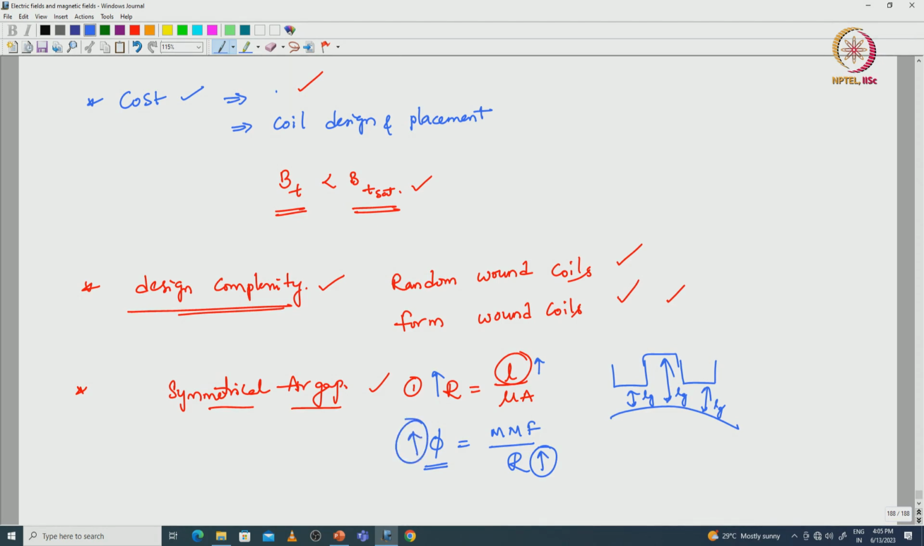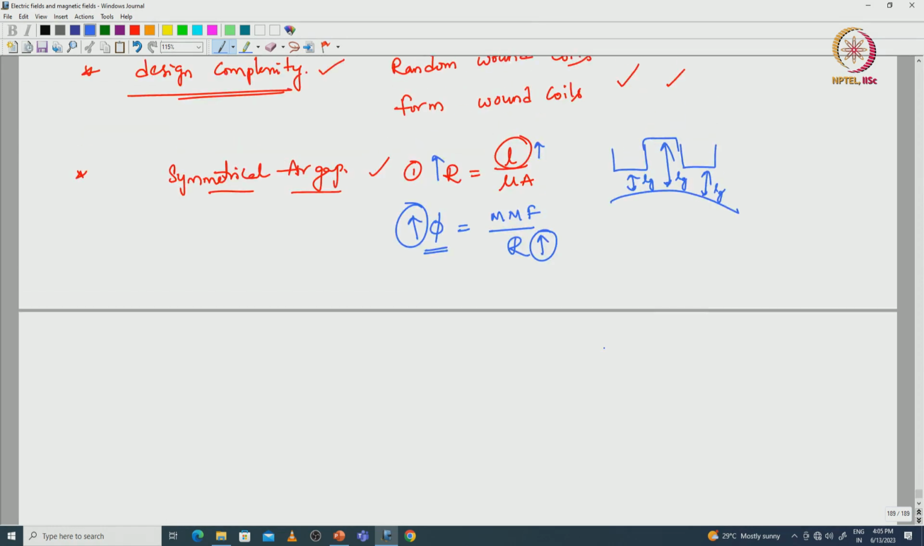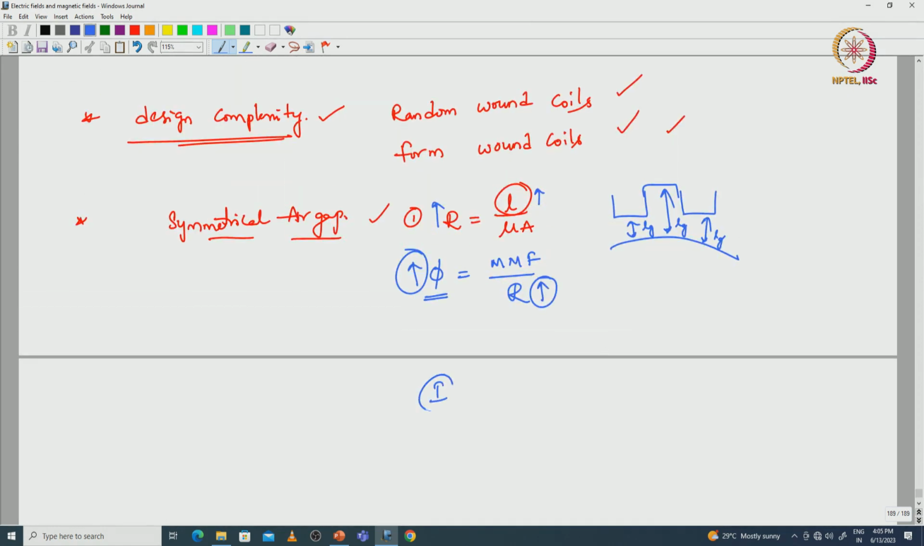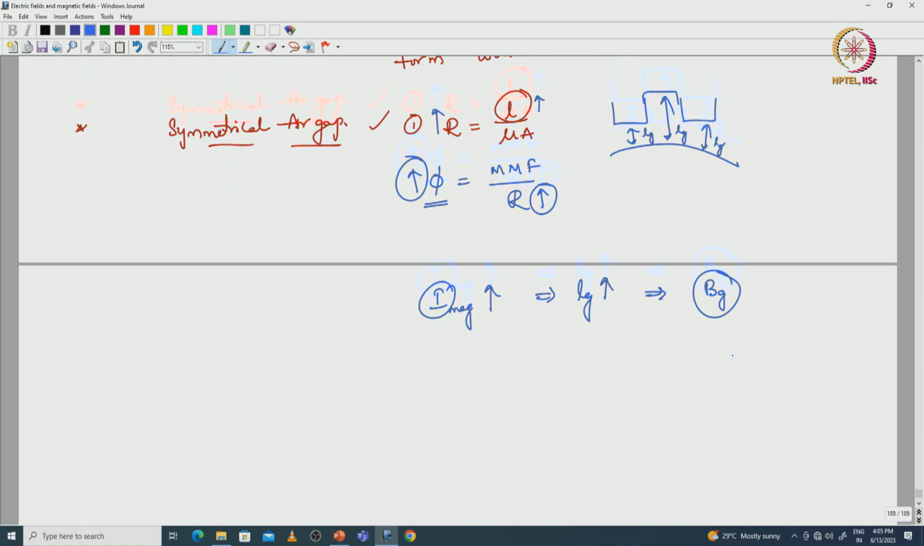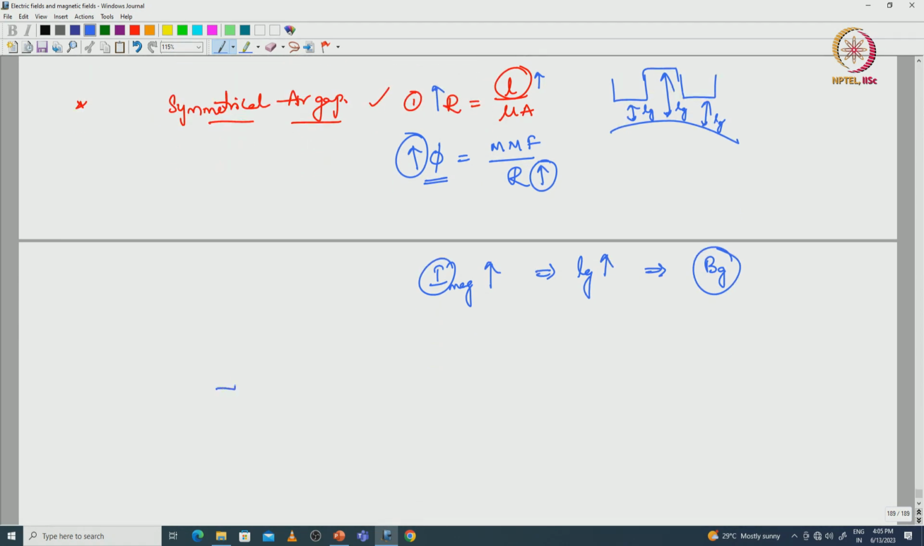Okay. If a large air gap is there, in order to establish the same flux density at the air gap, we require more current. The magnetizing current also will be very high if the length of the air gap is higher, to establish the same flux density at the air gap. Okay. And similarly, leakage fluxes we can see here.